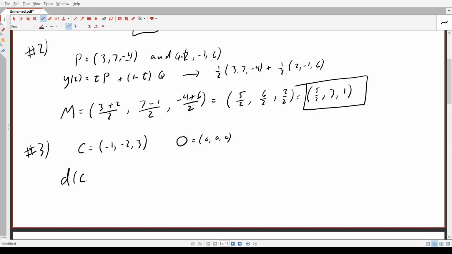So the distance from C to the origin, it's going to be the square root of (-1 - 0) squared plus (-2 - 0) squared plus (3 - 0) squared. So we have the square root of 1 plus 4 plus 9. It's going to be the square root of 14.